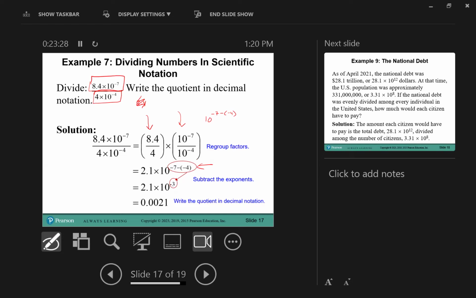Negative 7 minus negative 4 is the same as negative 7 plus 4. That is negative 3. So I have negative 3. And then in the division, 8.4 divided by 4, that's 2.1. So I end up with 2.1 times 10 to the negative 3. And if you want to write it in decimal notation, you can, of course, do that by moving it to the left by 3.